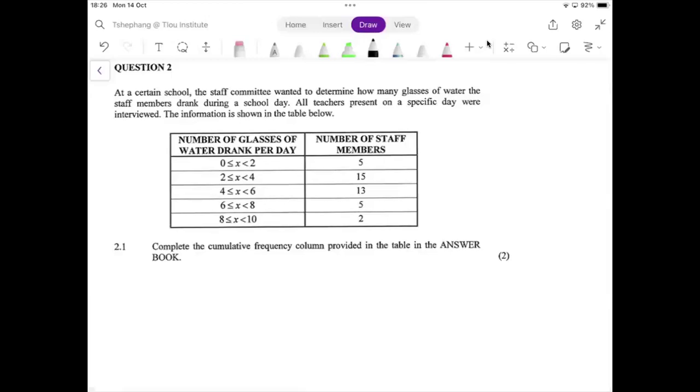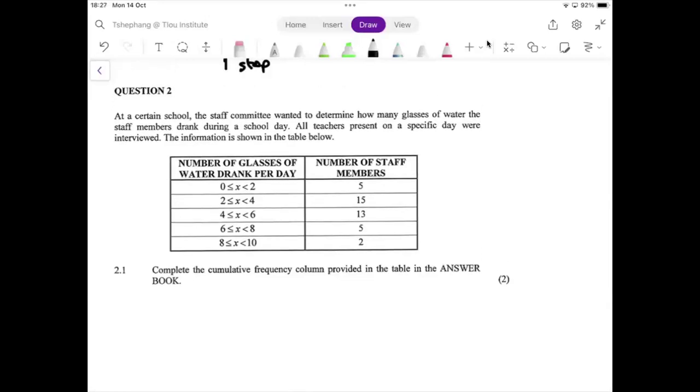Okay. Now, number of glasses of drinking water per day, and then number of staff members. And it says complete the cumulative frequency column provided in the table in the answer book. All right, so I'll just add it here.